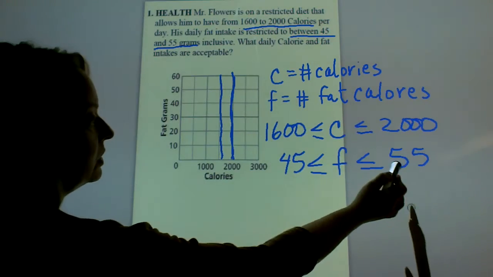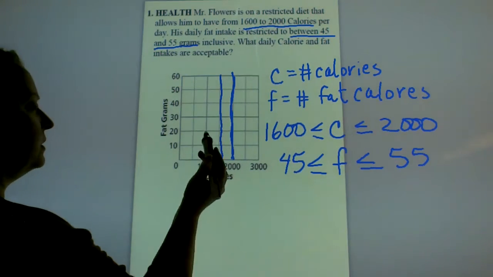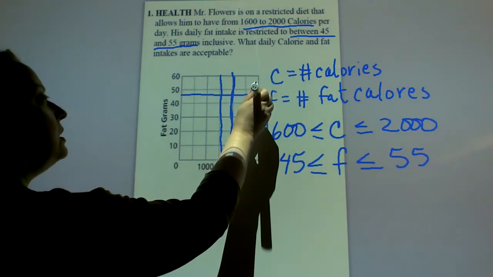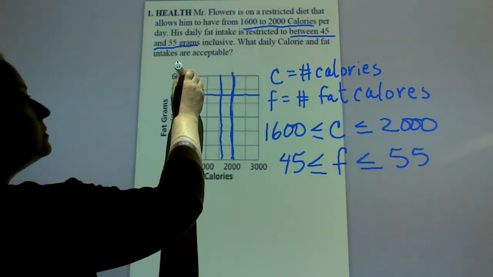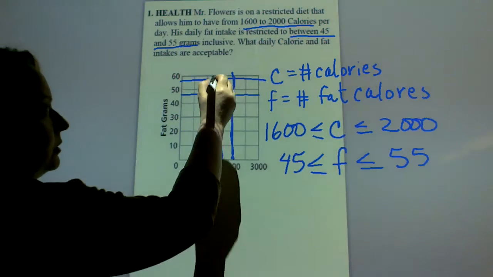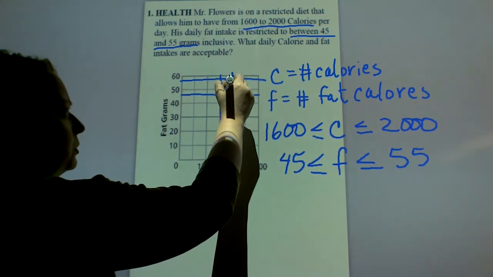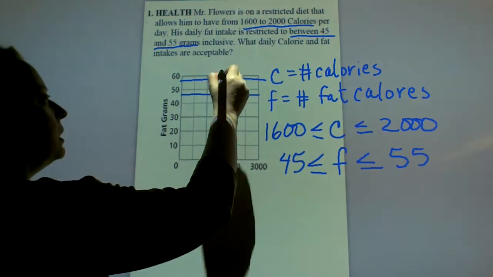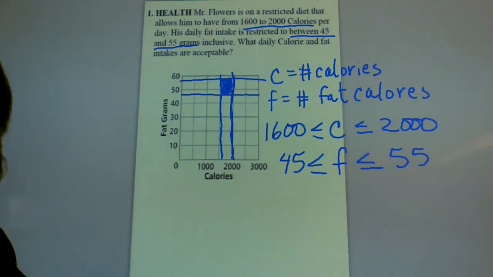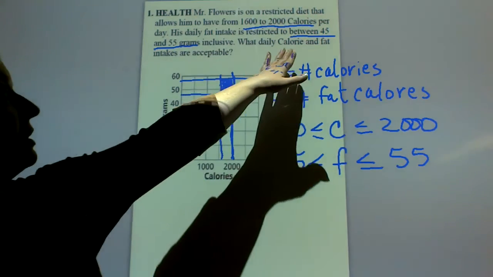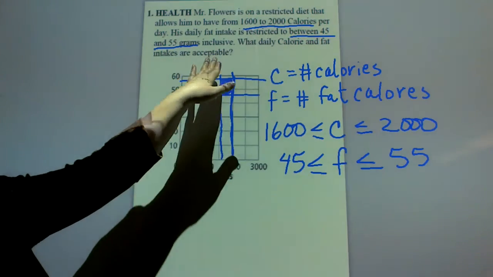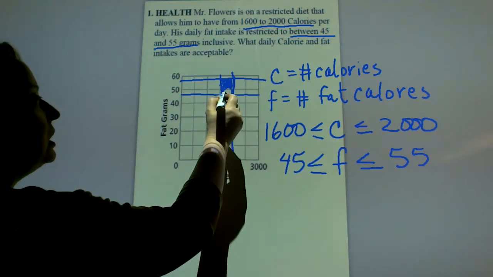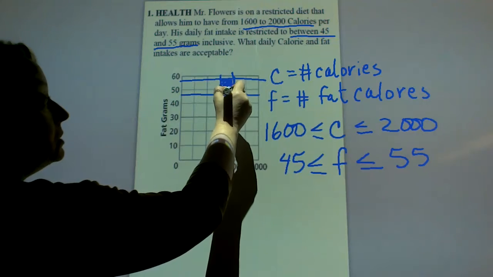And then the last one is 45 and 55 on the y-axis. So here's 45 and here's 55. The final answer will be this little square right there. So to answer this problem, what daily calorie and fat intakes are acceptable? It's any point in that shaded region right here.